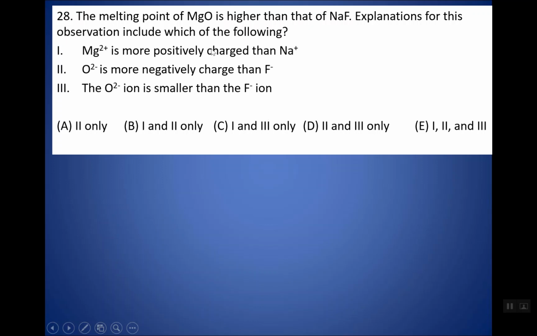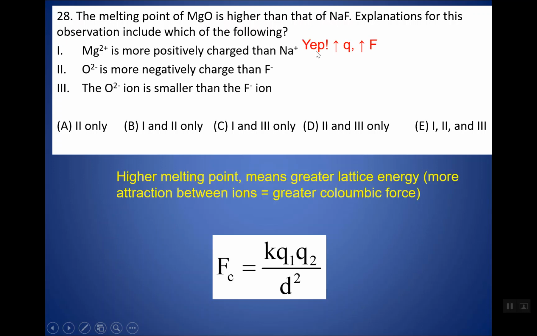So let's see, Mg2+ is more positively charged than Na+. That's true. And that greater charge would cause a higher melting point. So that would be a great explanation. So yep, 1 would work. 2, O2- is more negatively charged than F-. Sorry for the typo. That's true. And higher charge would also account for a higher melting point for ionic compounds. So yep, that would be great.